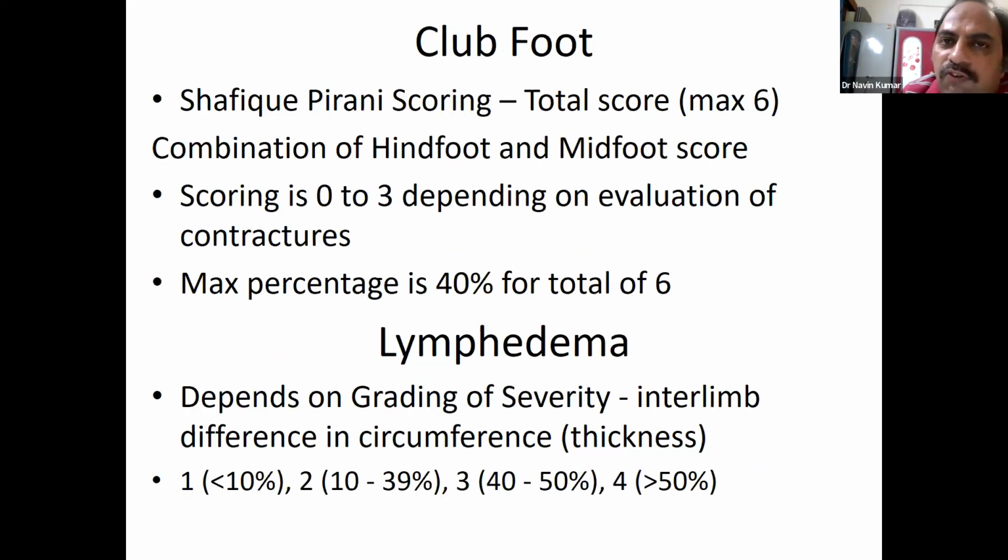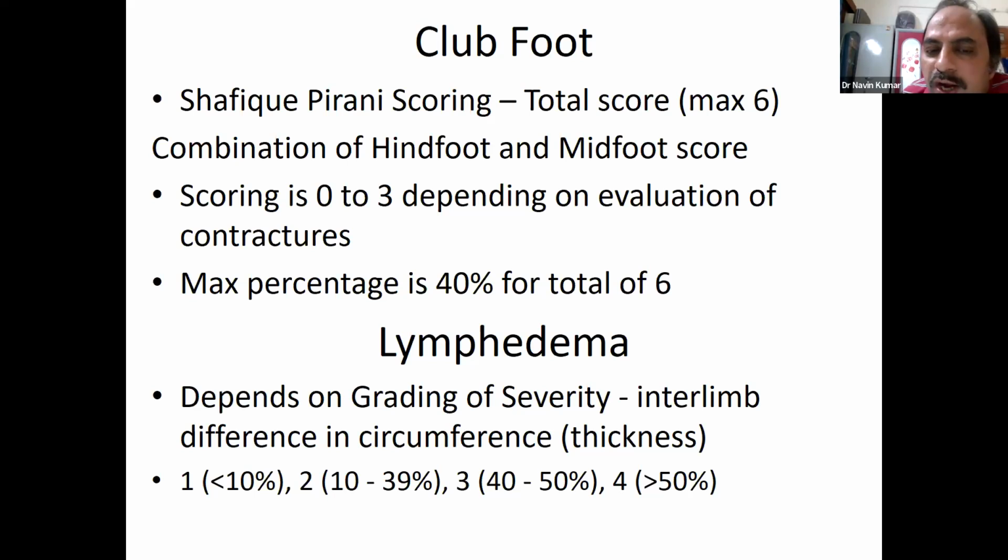Now coming to club foot, the Pirani scoring is supposed to be used. Total score is maximum 6. Scoring is 0 to 3 depending on evaluation of contractures. There is a hindfoot and midfoot score which has to be seen, and maximum percentage is 40% for a total of 6. If a person has only one side involvement, he may or may not get it, but if both feet are involved, definitely he may come to more than 40%.